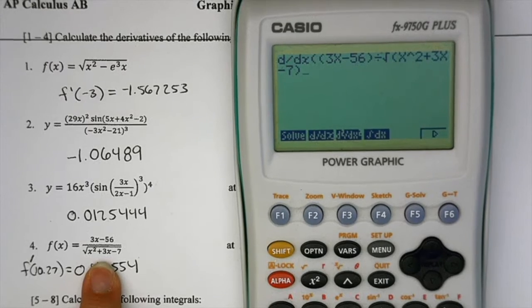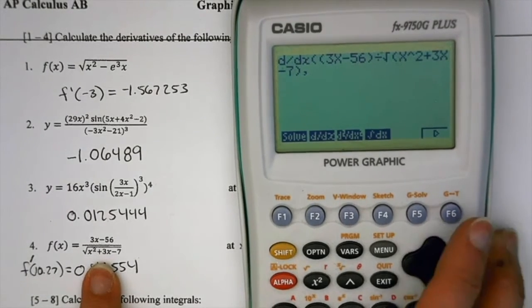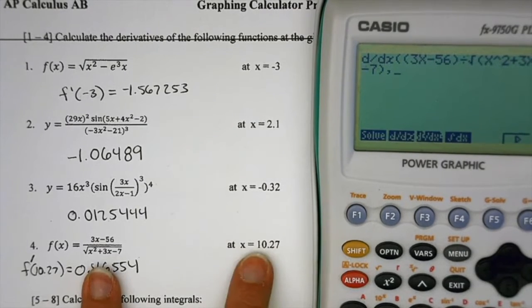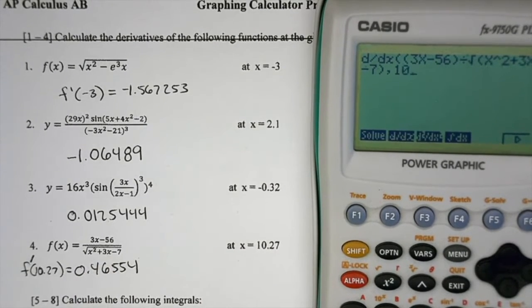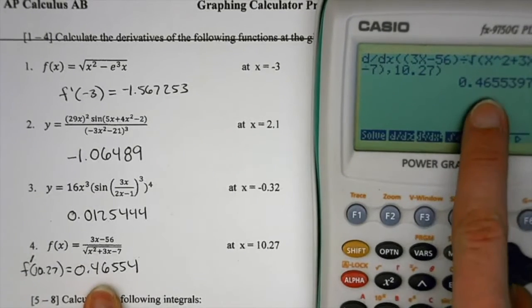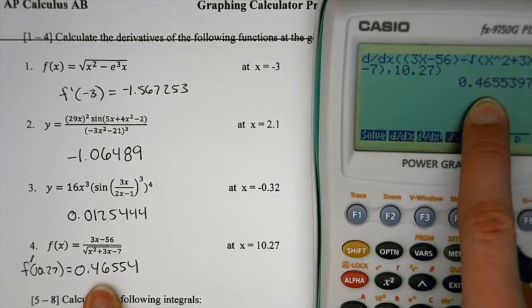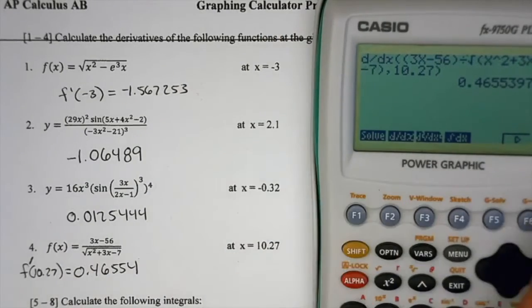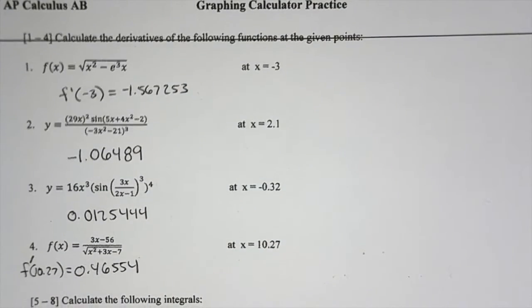And once you've typed in your function, you're going to do comma, and then whatever the value is you're trying to find your derivative at. In this case, this is 10.27, so you're going to go 10.27. And when you hit enter, it'll tell you 0.4655. Okay, so there are 3 more here if you would like to practice that.